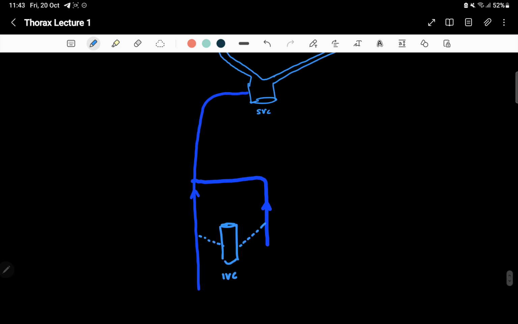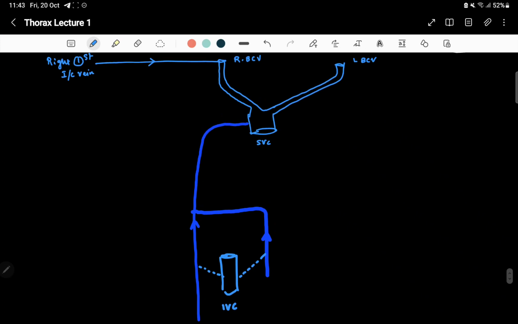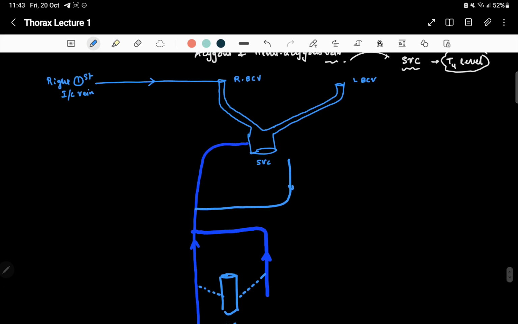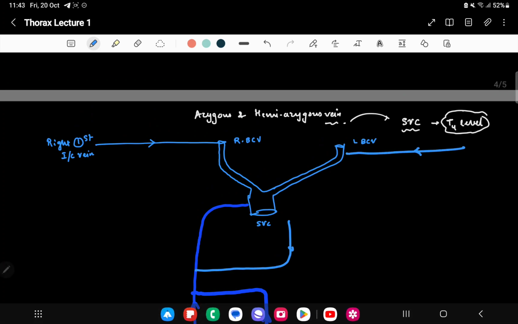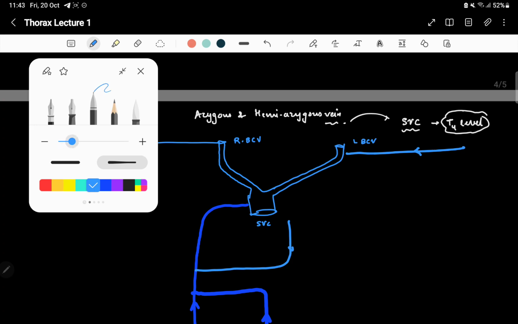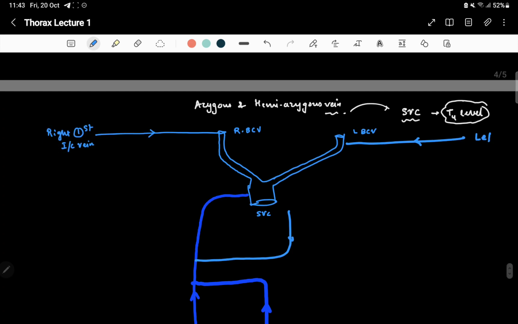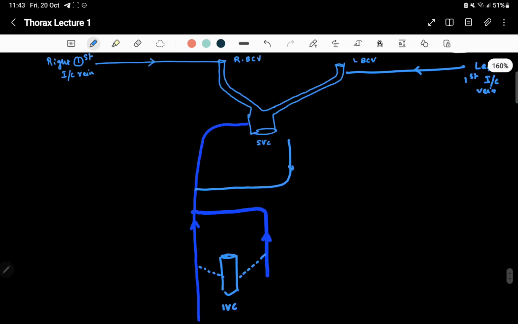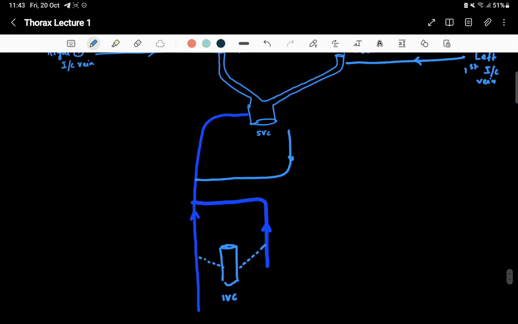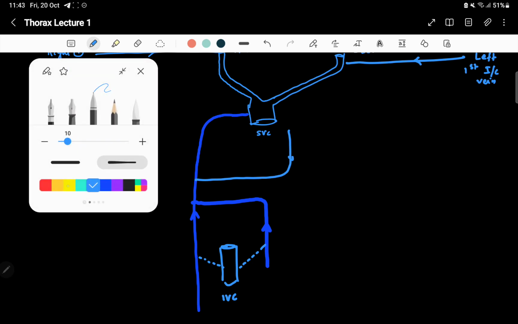Here are a few veins. Let me label the diagram, but I will draw the branches first, and here must be a branch. This is an accessory hemiazygous vein and a few branches given out from here. In your left brachiocephalic vein drains another vein, which is your left first intercostal vein, and many branches are given here, but I will label this in a while.